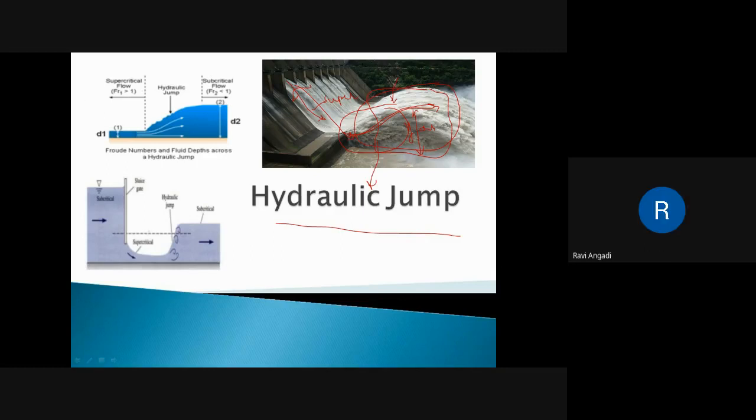Now look at this figure again here. Again, the depth is very less and the velocity of flow is very high. Suddenly the depth is changing, it is suddenly increasing. So it is changing from supercritical flow to subcritical flow. When I am calling it a supercritical flow, what is the Froude number?